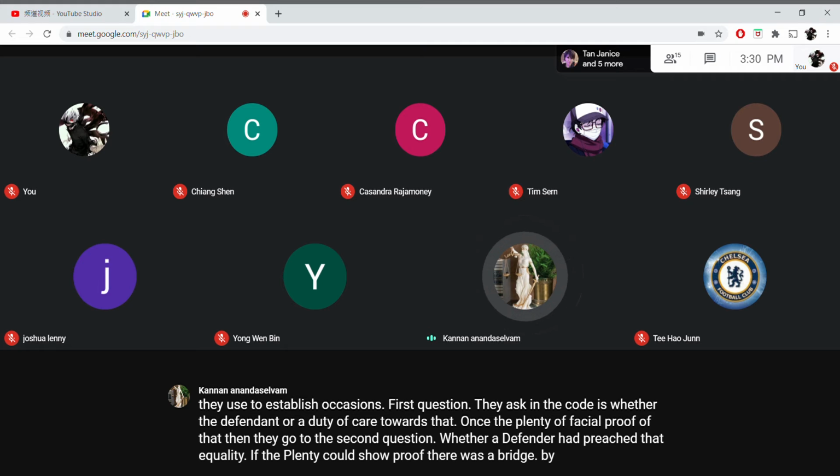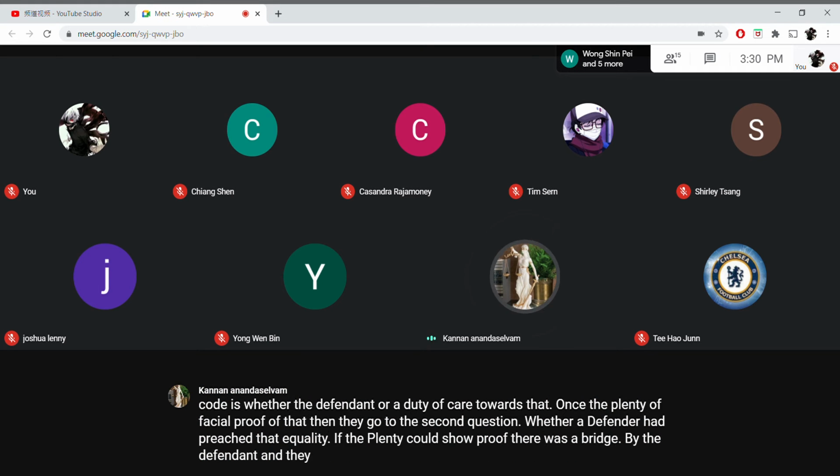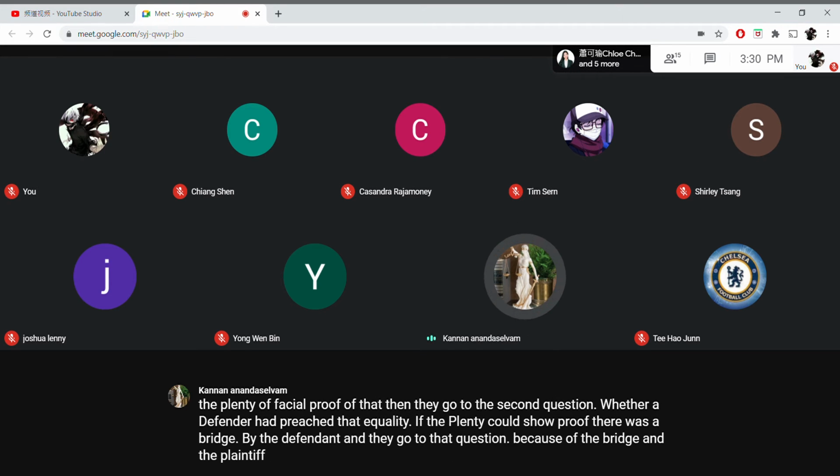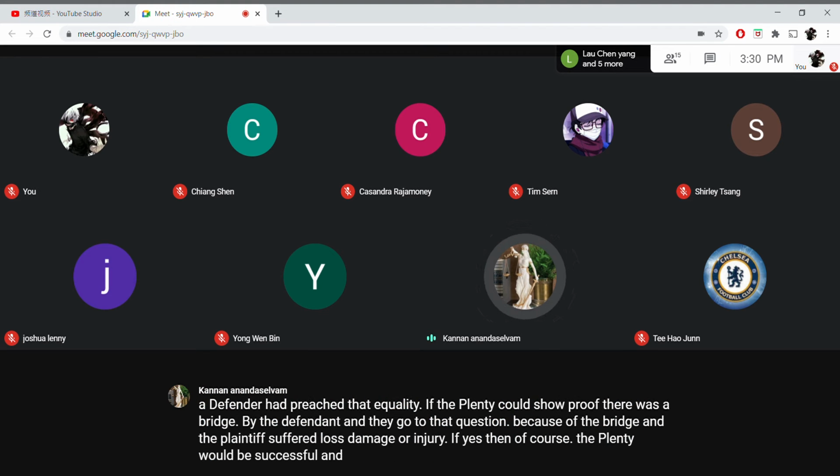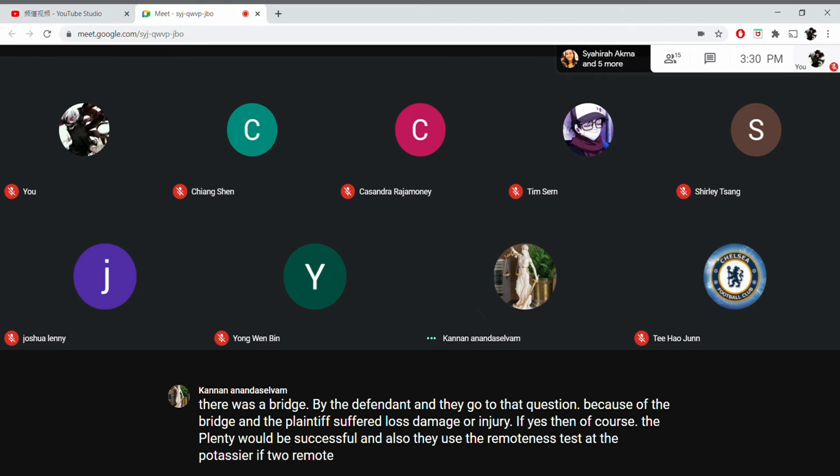If the plaintiff could show proof there was a breach by the defendant, then they go to the third question. Because of the breach, has the plaintiff suffered loss, damage, or injury? If yes, then of course the plaintiff would be successful. And also they use the remoteness test as the fourth test here. If it's too remote, then cannot claim. It must be reasonably foreseeable, only then can claim. Got it?